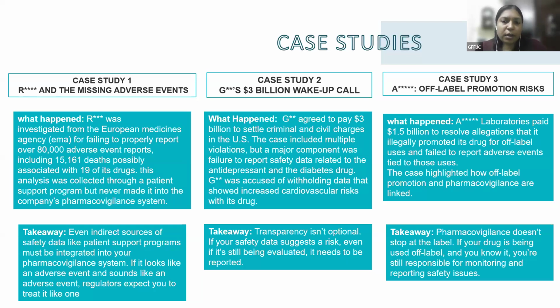Now, the third one is about off-label promotion risk. There was a $1.5 billion fine levied on this particular company for illegally promoting its drug in an off-label manner, right? And what does that really mean? It means that your label may be approved for a particular indication, but you're promoting it in a different indication altogether. This case actually highlights how off-label promotion can also have a pharmacovigilance component to it, because off-label use also needs to be reported to health authorities, right? So pharmacovigilance doesn't stop at the label.